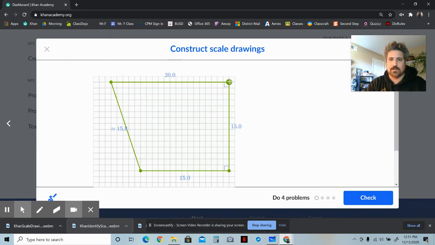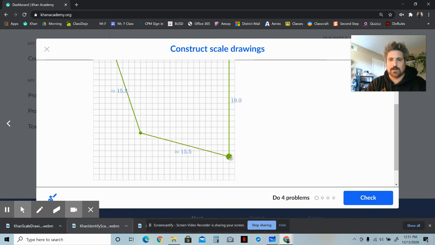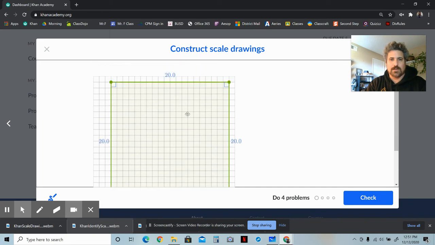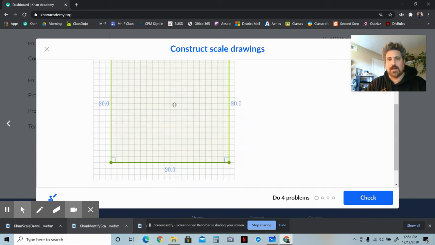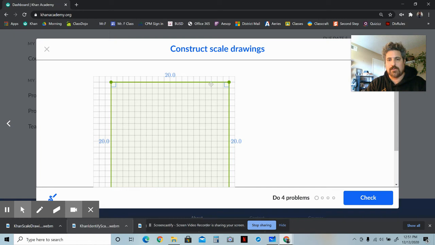Let's go all the way up. Let's see how much we have to go. 20 by 20. All right, there we go. So there's our square. It's 20 by 20. Every single unit length is 5 meters. So 20 unit lengths of 5 meters each is 100 meters. So this drawing would represent the block that is 100 meters by 100 meters.